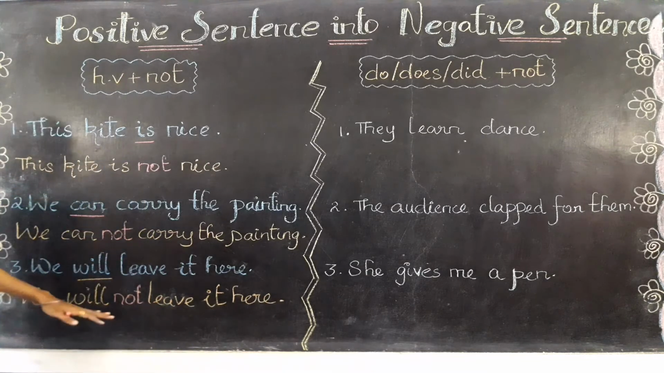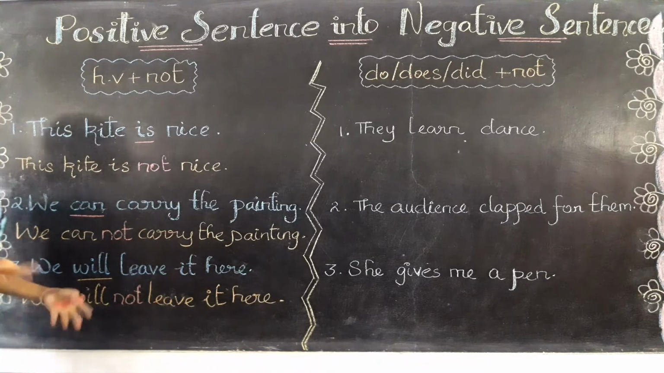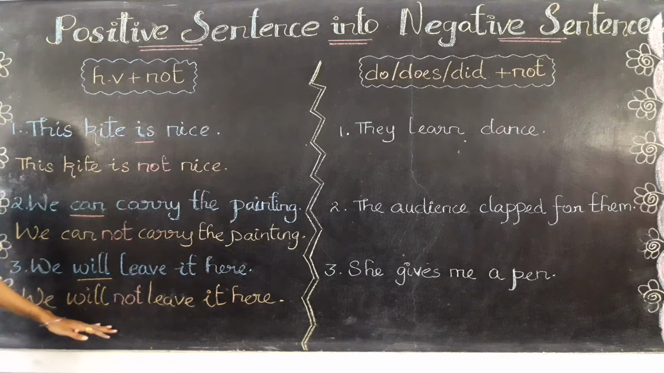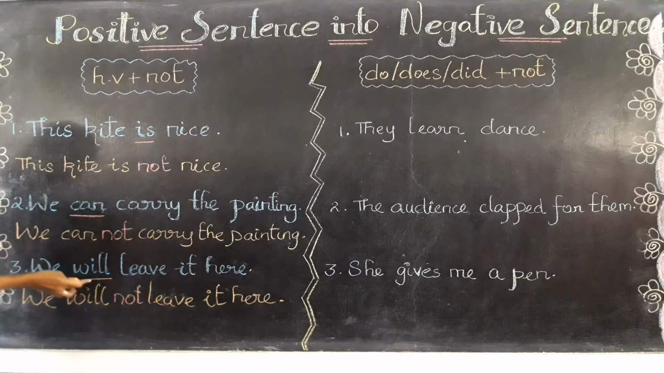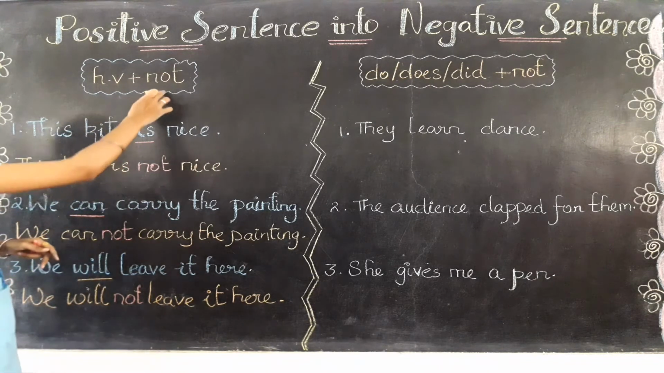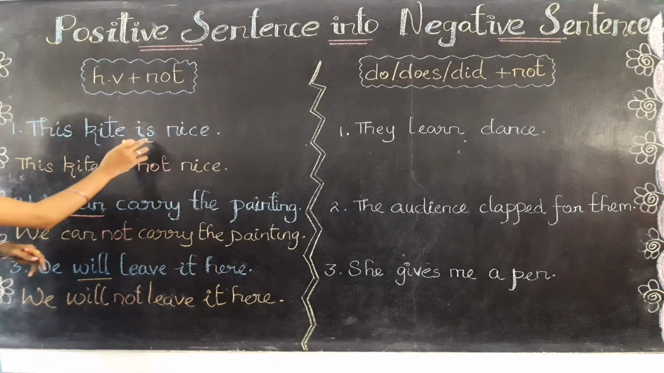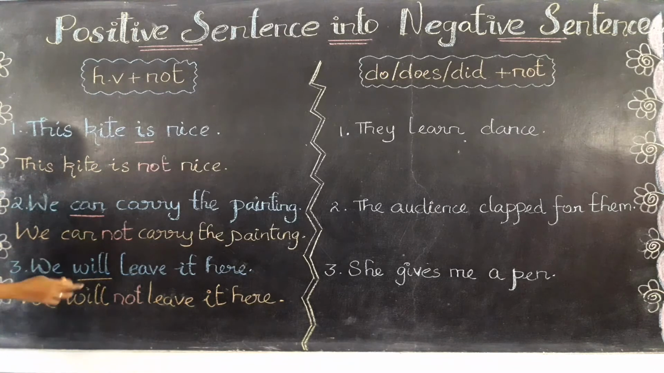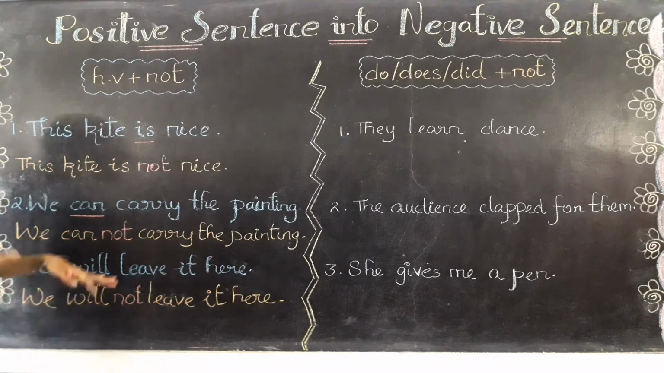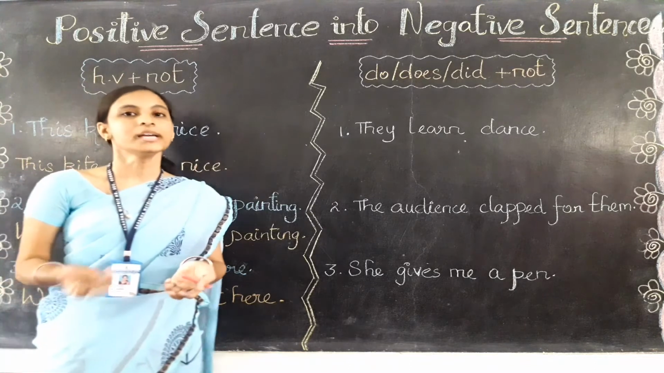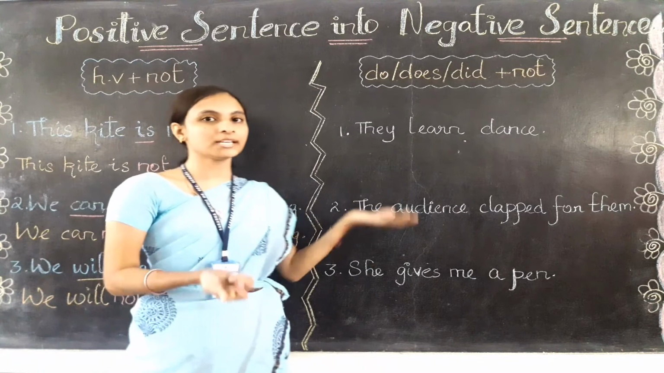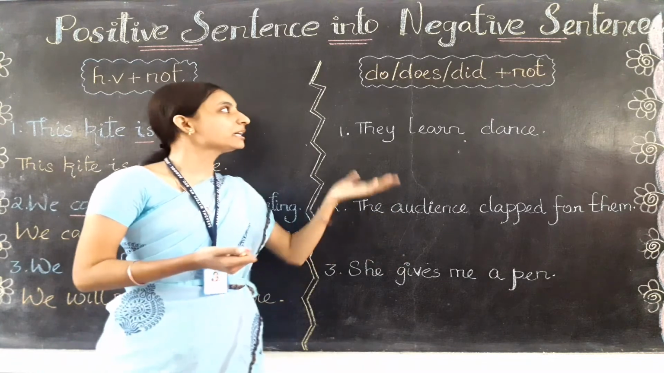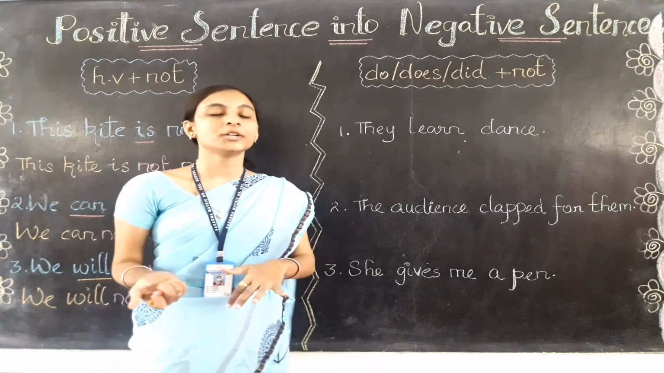It means நாங்க இத இங்க விட்டுட்டு போக மாட்டோம், okay, போகல. That is the meaning for this sentence. See children, whenever the helping verb is present in a sentence, you need to simply add not after the helping verb. Is not, cannot, will not in a sentence only. Then these sentences will become negative sentences. So let's go for the second type of sentences.